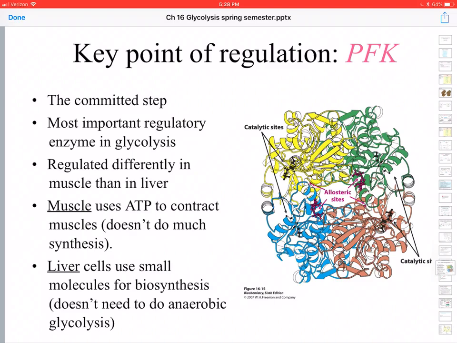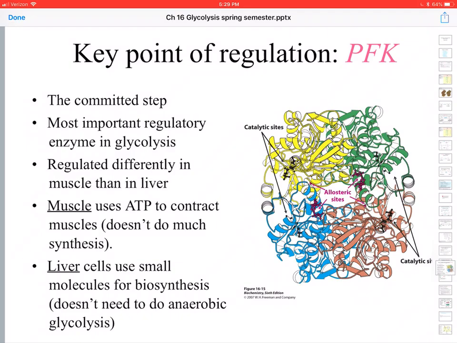Muscle cells need ATP to do their contraction, to contract the muscles. They don't do synthesis. Liver, on the other hand, is all about synthesis. It synthesizes a lot of the molecules you need in your body, like cholesterol and others. Liver does not do anaerobic glycolysis, so it's not doing lactate fermentation. It's doing the opposite of it, actually. So it's not creating acid in the cell, so we don't need to worry about the pH being lowered. So the pH is not going to affect the rate of PFK, phosphofructokinase, in the liver.